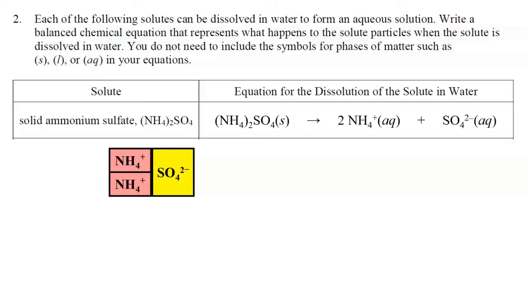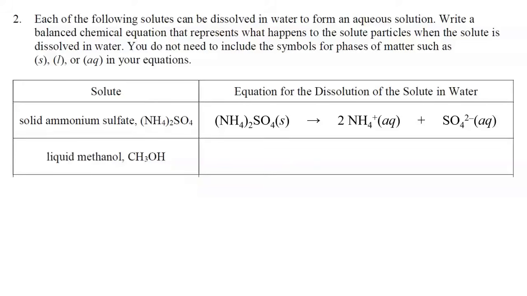On the left, we'll write the chemical formula for ammonium sulfate, and on the right, we'll write the aqueous ions with their charges. Again, 2 ammonium ions for every 1 sulfate ion. Now, you don't have to put the symbols for phases of matter, such as S or L or AQ, but I'm going to go ahead and include them just to be complete.